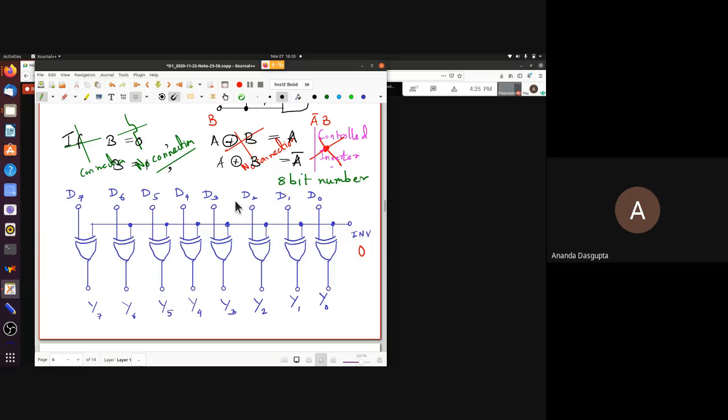But if inv is high, whatever was there in the input 8-bit number gets complemented in the output, which means that if you gave in, say, a number like 10110010, the output is going to be 01001101. So can anybody tell me what this operation is called?